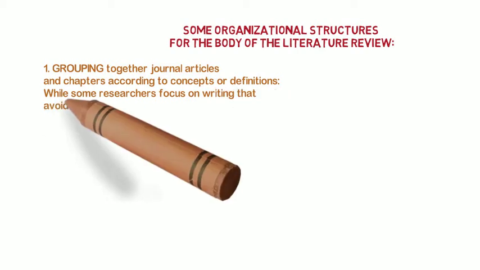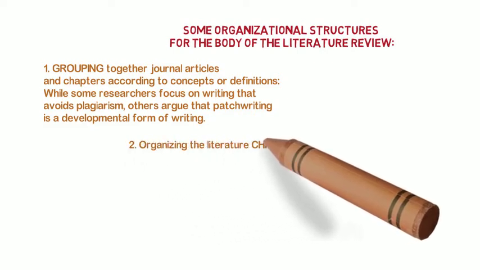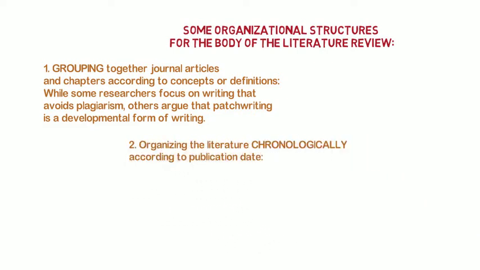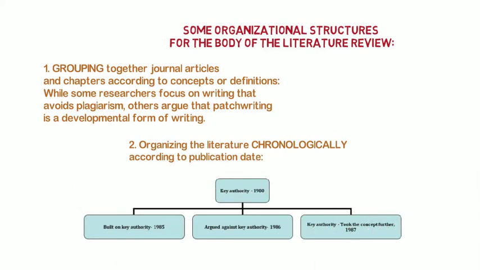So let's look at some organizational structures for the body of the literature review. You can group together journal articles or chapters according to concepts or definitions. So while some researchers focus on writing that avoids plagiarism, others argue that patch writing is a developmental form of writing. So there are two opposing views in the literature, and I could group all the literature that agrees with one and all the literature that agrees with the other.